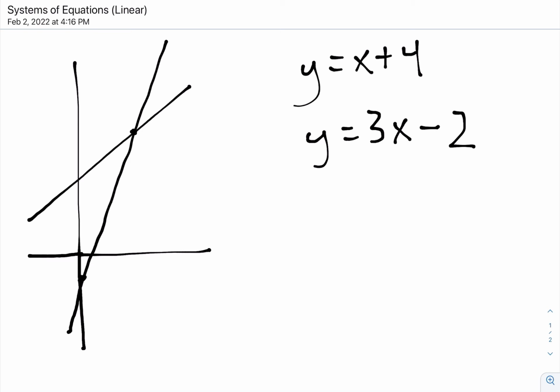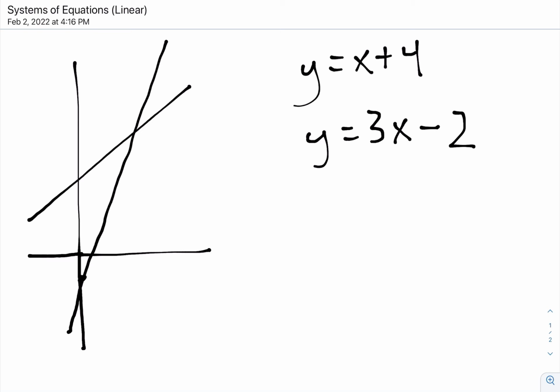So how could we figure out, without using graphing technology, where these two lines are going to intersect? Well, this is exactly what systems of equations will tell us. The important thing to remember is if we have two variables, we need two equations to solve it. We could have three equations with three variables, or four equations with four variables. However many variables we have, that's how many equations we need.